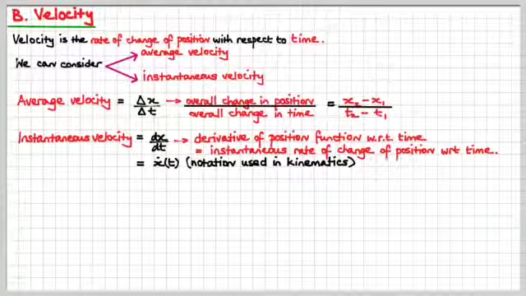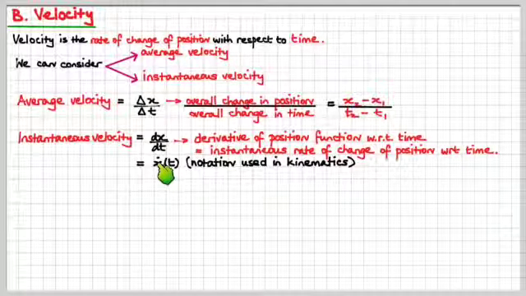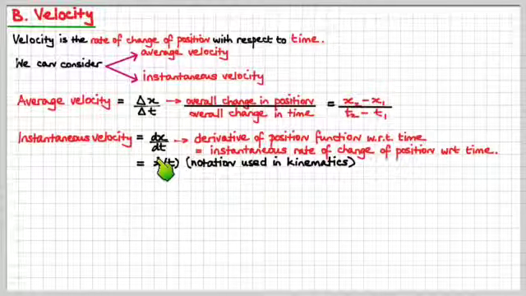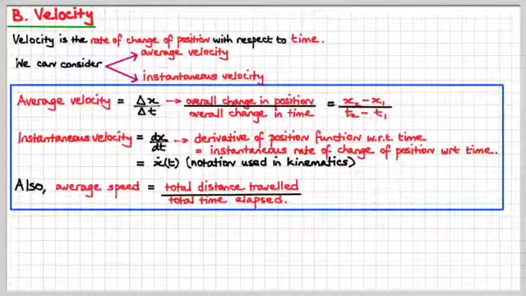Now, we give it this notation in kinematics. We call it x dot t, as a function of t. That means the derivative of x with respect to t. That's the notation very commonly used in kinematics, so you better get used to that.